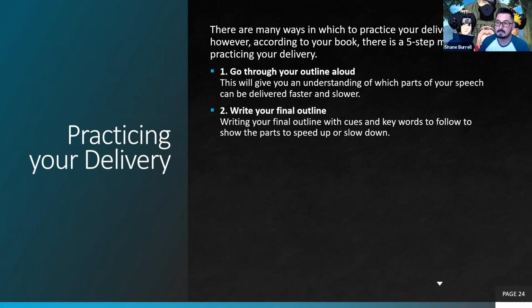You're going to do that by establishing cues and keywords, and those are going to help you signal that this part needs to be faster, this part needs to be slower, let's emphasize this, let's not emphasize that. That's one particular way in which you can practice delivery on your final outline.